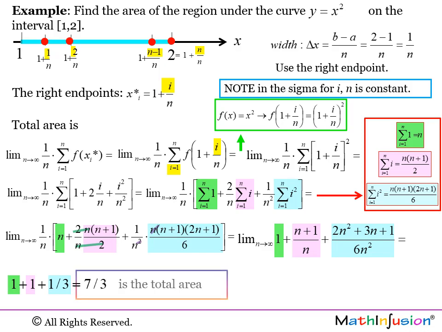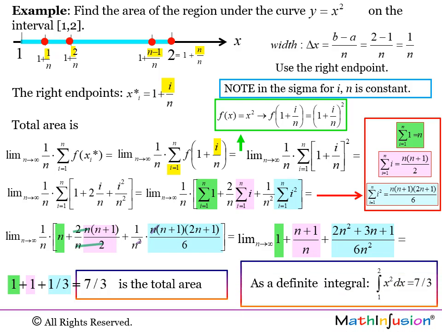This is the total area under the curve y equals x to the power of 2 on the interval 1, 2. I conclude that the definite integral of x to the power of 2 dx between 1 and 2 equals 7/3.